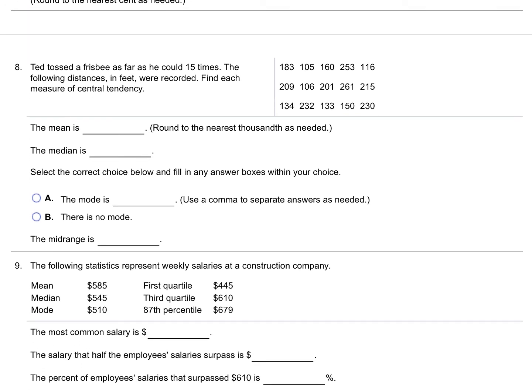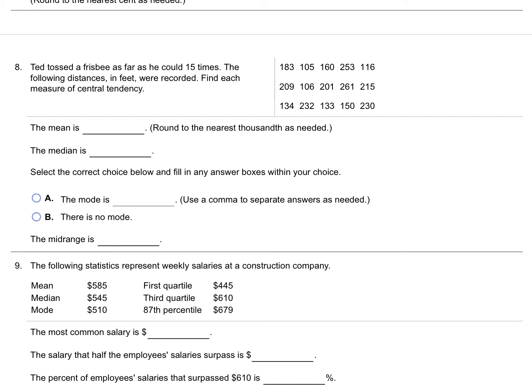Number 8. Ted tossed a frisbee as far as he could 15 times. The following distances in feet were recorded. Find each measure of central tendency. So again, I would recommend that you just put this into the calculator and see what it gives you there.